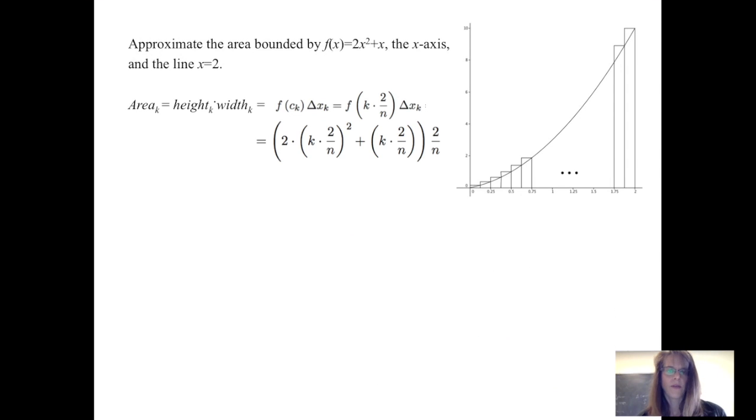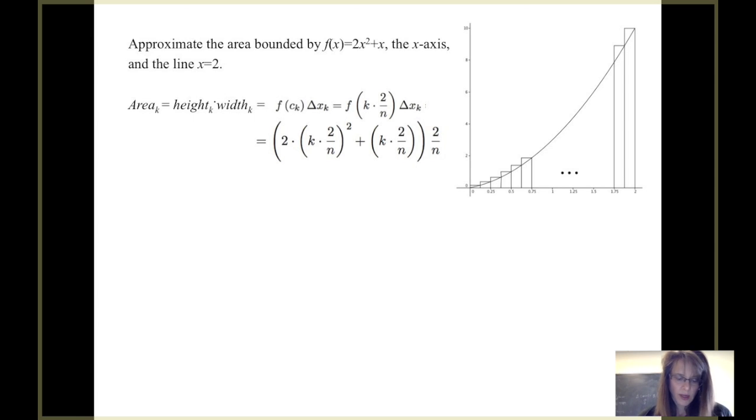And we see enough of a pattern so that the area of the kth rectangle is the kth height times the kth width. Again, the width is always going to be the same, in this case 2 over n. And when we plug in our kth sample point, which is k times 2 over n, into our function, I'm going to square that, multiply by 2, and then add k times 2 over n, and again, multiply that times our width.